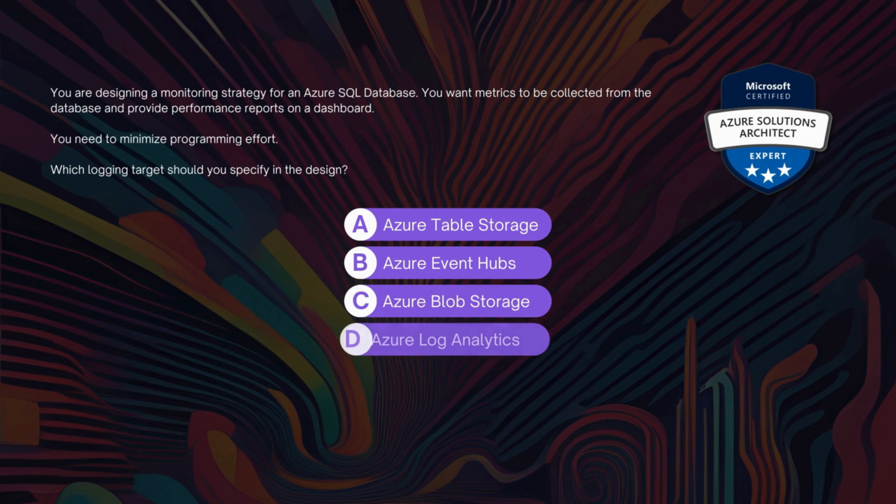You are designing a monitoring strategy for an Azure SQL database. You want metrics to be collected from the database and provide performance reports on a dashboard. You need to minimize programming effort. Which logging target should you specify in the design? Letter A, Azure Table Storage. Letter B, Azure Event Hubs. Letter C, Azure Blob Storage. Or letter D, Azure Log Analytics.